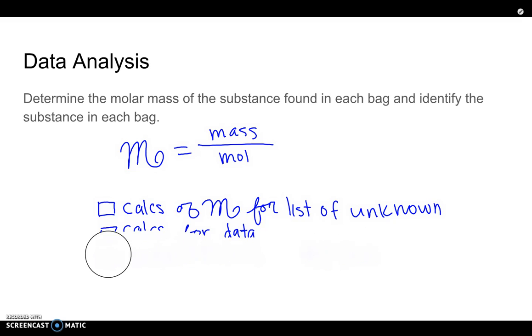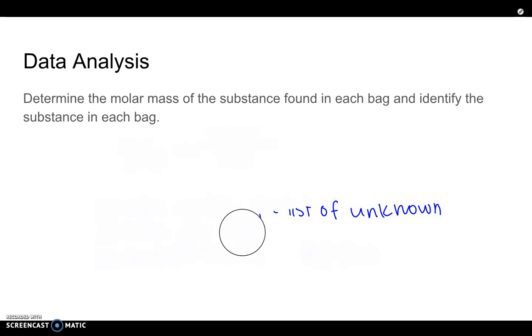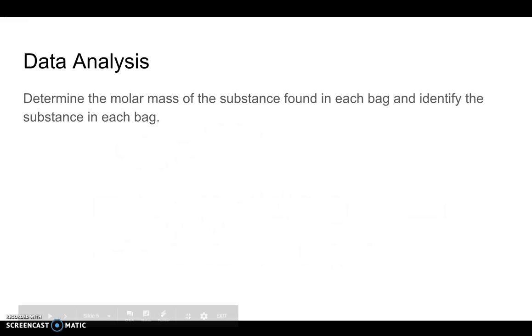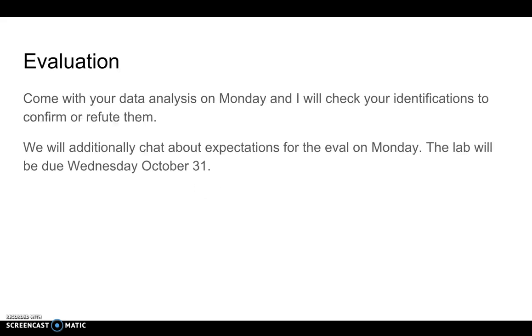So this is a very data analysis heavy lab. If you don't show me your calculations, you're not going to get full credit. You need to tell me how you're doing it, show me the calculation, and then summarize it. Then you can find out from the sub if you correctly identified your substances or not, and that's going to inform your evaluation.